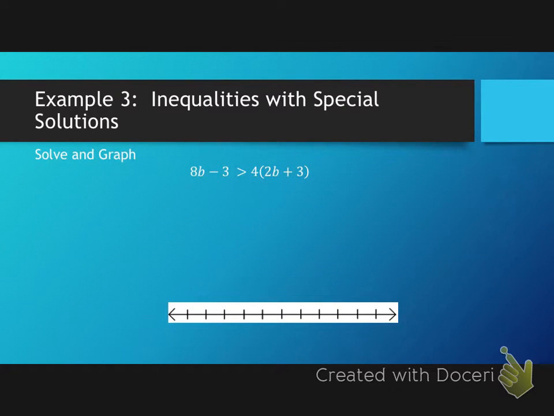So let's see how that would happen here. If we're looking at this next example here, let's simplify by getting rid of the parentheses. We've got 8b minus 3 is greater than 8b plus 3. So I'm going to move my 8b over. That's going to cancel out. That's going to cancel out. And I get -3 is greater than 3. Well, that never happens, right? -3 is never greater than 3. So that means there's no solution. And you would not graph this then.